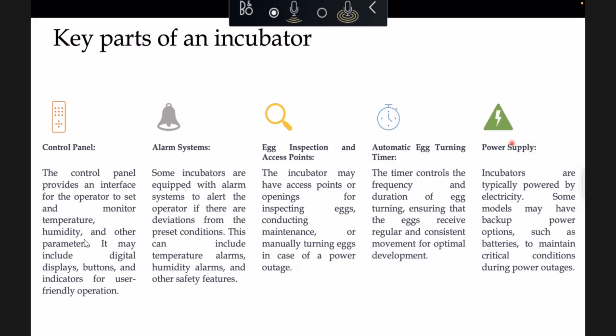And we may have some additional power supply in case of load shedding or natural calamities, so then we need to have a constant power supply. We should have one alternative power source for our chicks.